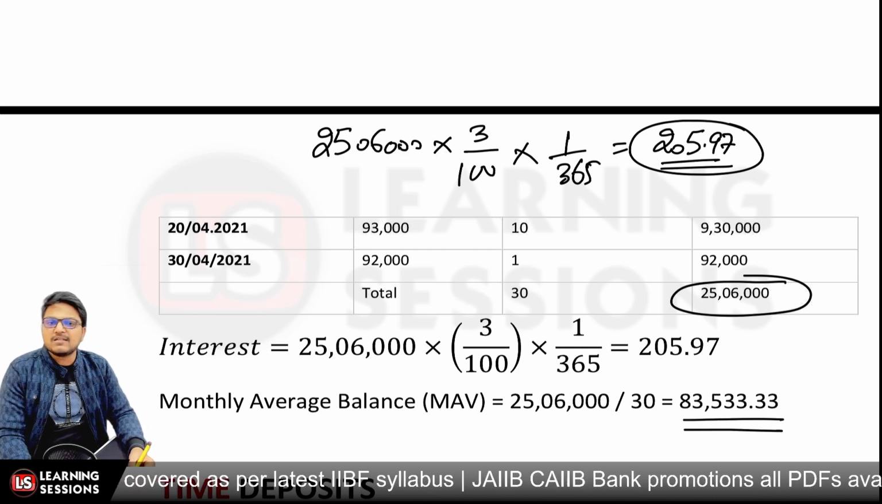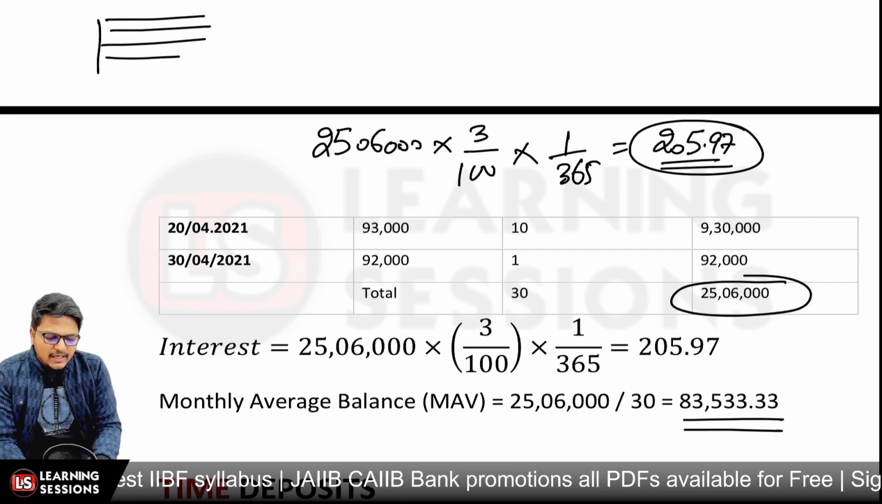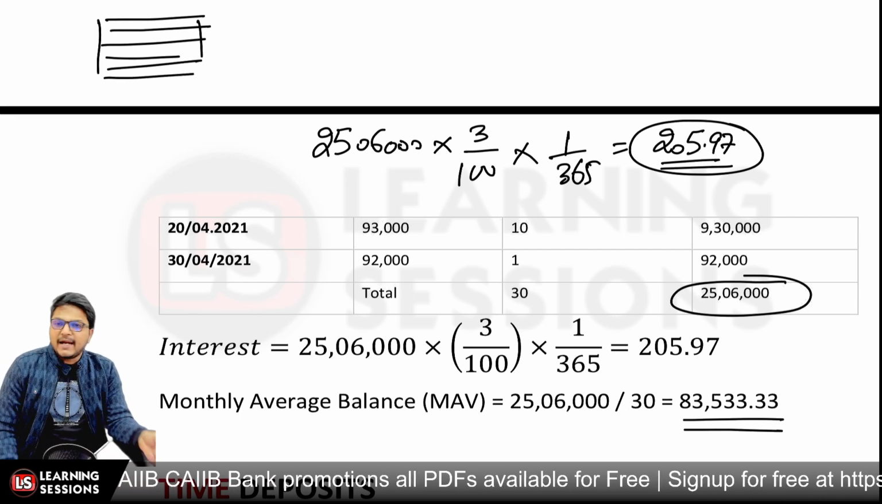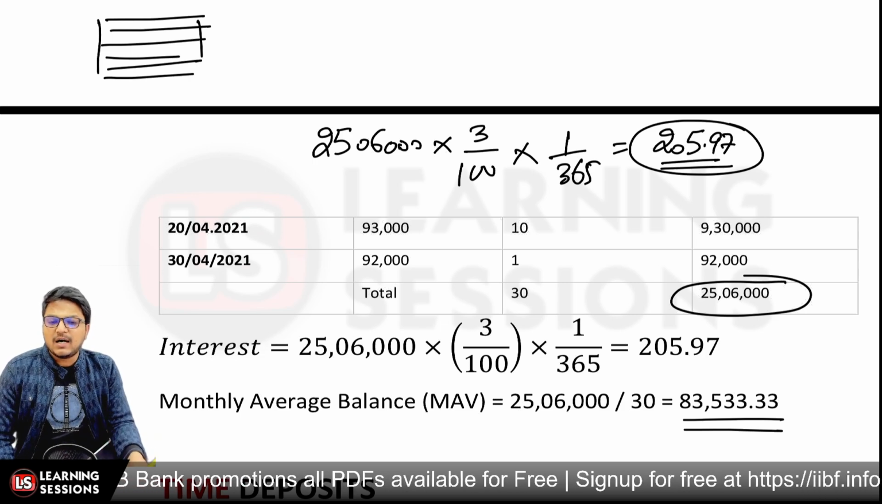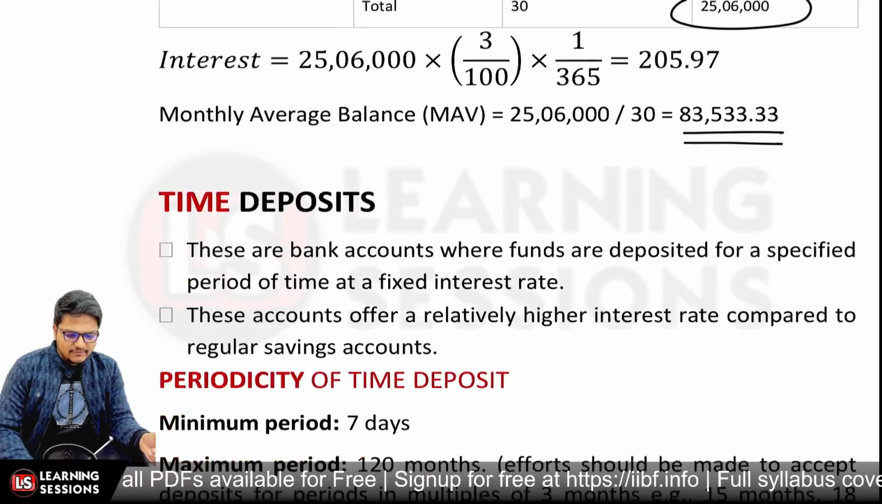So if you were given some data in the question that this balance was maintained, and you have to calculate the interest at 3.5% or 4%, accordingly you can easily calculate. And also if you are asked to calculate the monthly average balance, you can easily calculate it, right? So that is the fundamental related.